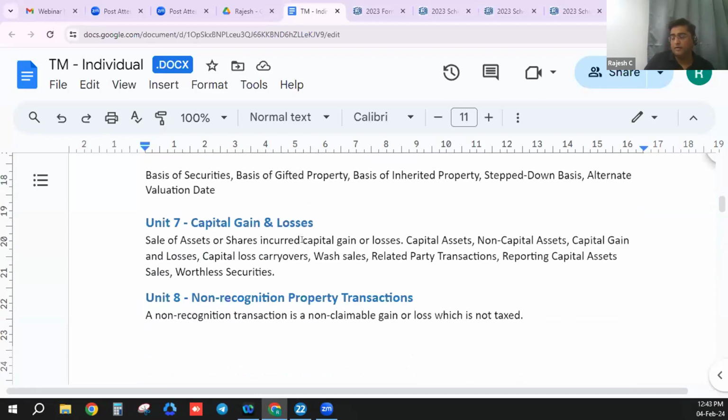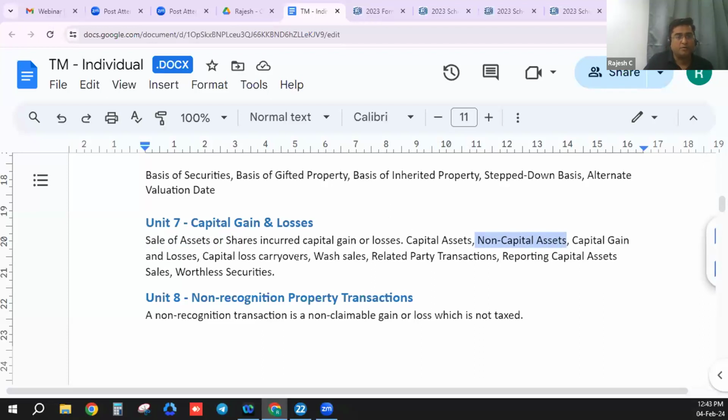In unit 7, you will see capital gains and losses. So what is capital gain? If you deal in the purchase and sale of securities, it is covered in capital gains and losses. If you invested in some property, you will have a sale of assets and a capital gain. Capital assets include things like share investments. If you purchase and sell and have a gain, then you count it.